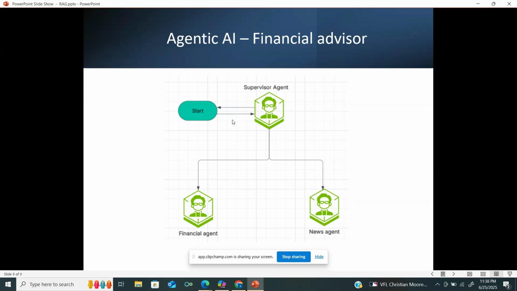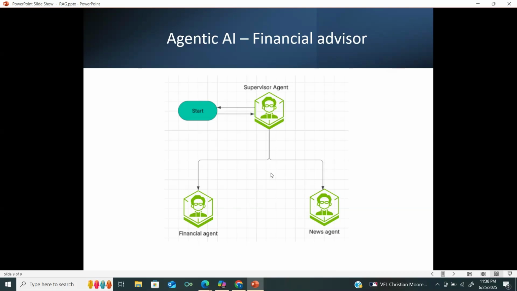So to avoid this, I have created a financial advisor with three agents: supervisor agent, financial agent, and news agent. The financial agent will give you all the financial metric data of that particular stock, and the news agent will provide the top related news of that stock, and also the sentiment. I mean, it gives you the positive news as well as the negative news and the neutral news.